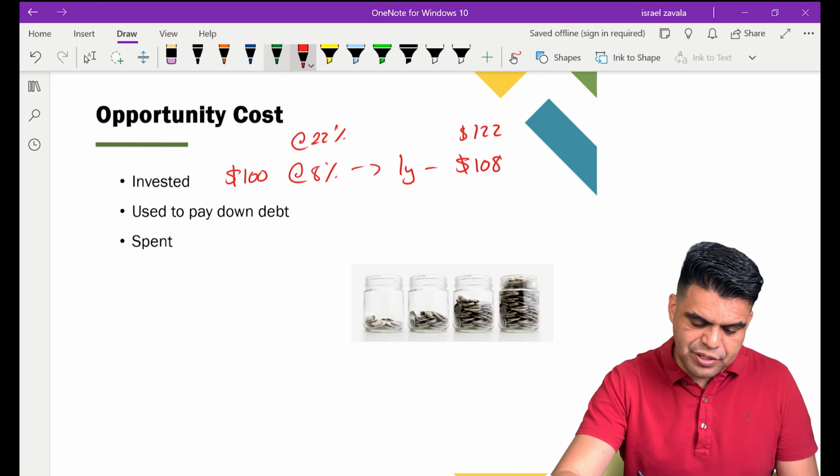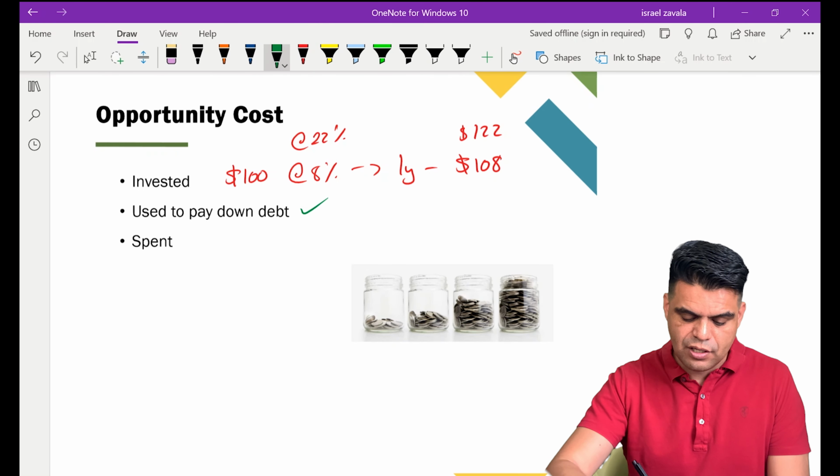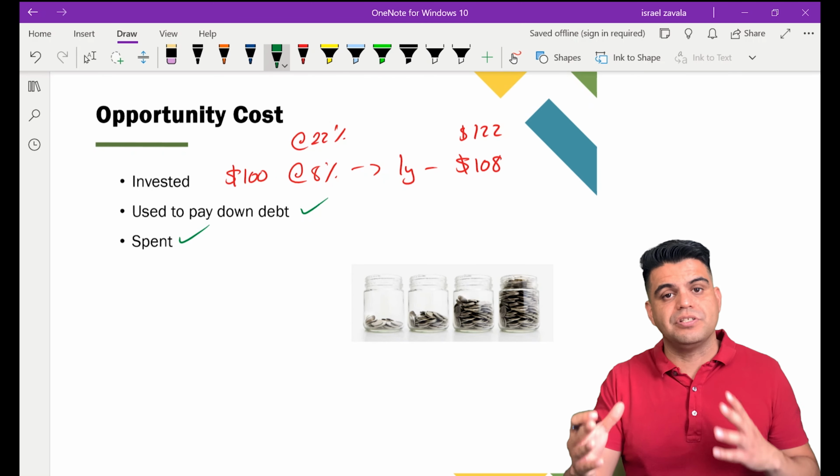Of course, we said you can pay down debt, saving you in interest payments down the road, saving you money, or you can spend it, right, in goods and services.